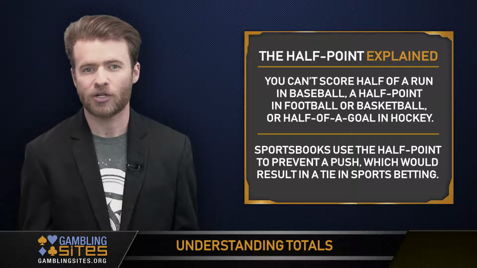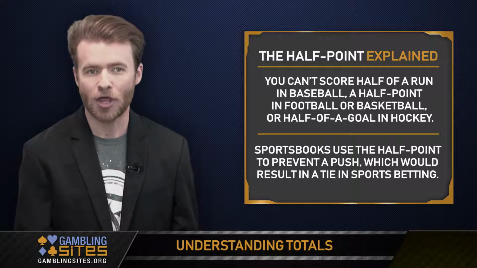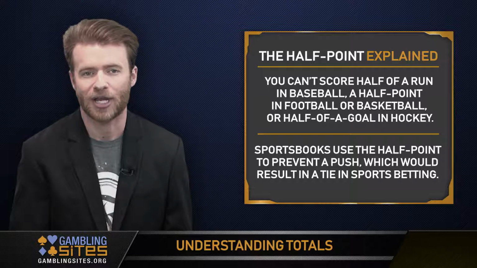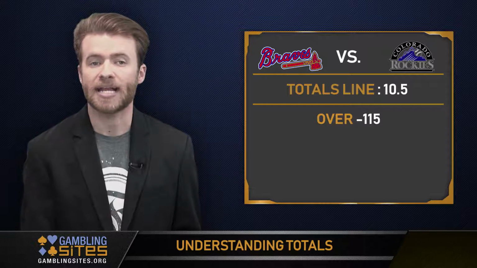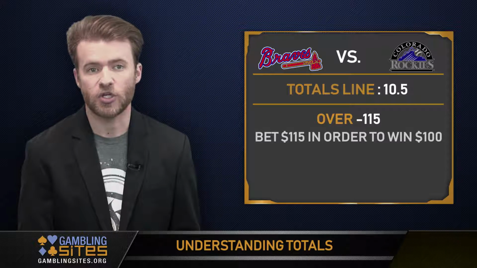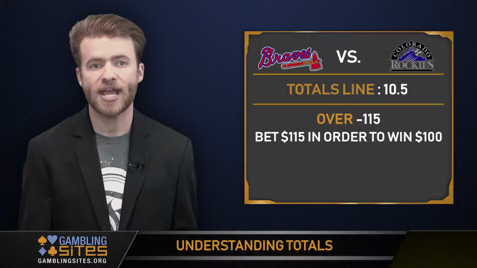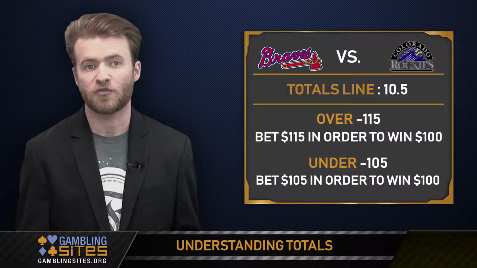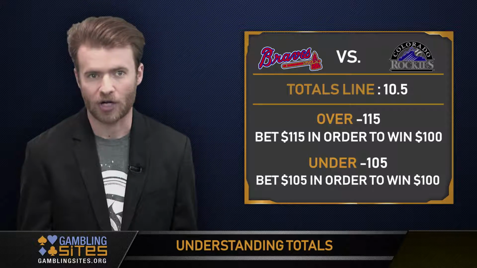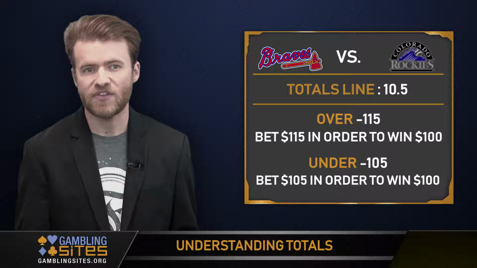So now you're probably wondering how much to bet. Well, the other number in our example will help you out there. In our example, the over was set at minus 115. That means that you would have to bet $115 in order to win $100 on the wager. Likewise, the under was set at minus 105, so you need to bet $105 on the under in order to win $100 there. These are not even money wagers.